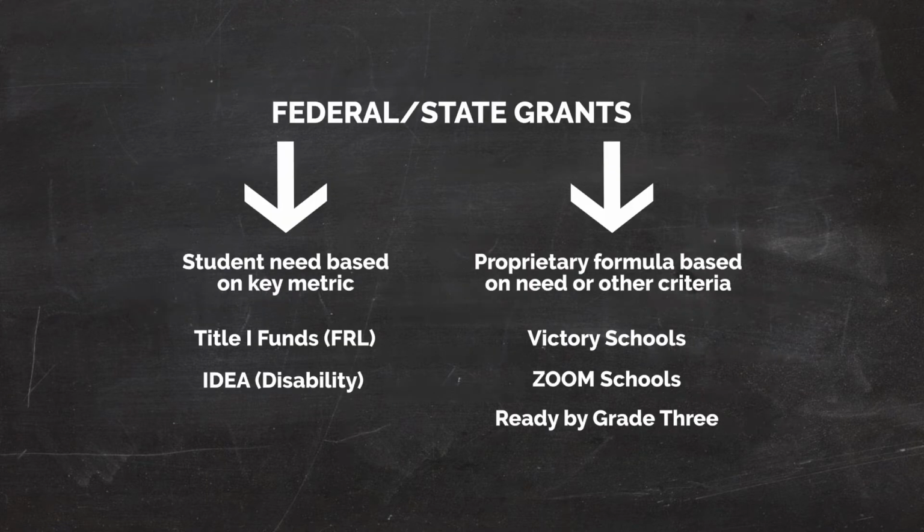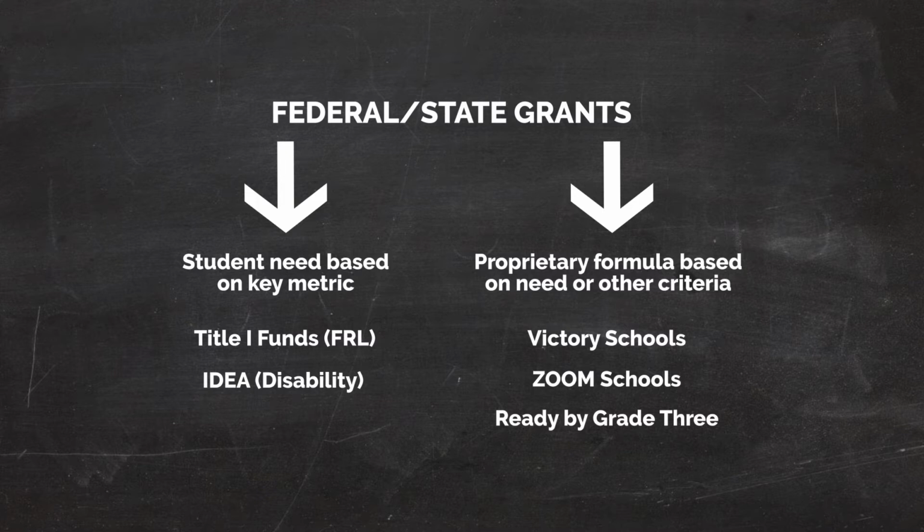For example, our Title I funds that we receive from the federal government are generally distributed to schools based off of the percentage of students that qualify for a free or reduced lunch. Our IDEA funds from the federal government are generally based off of the type of disability that the student has. When it comes to state grants, there are proprietary formulas for Victory schools, for Zoom schools, and for our Read by 3 programs.